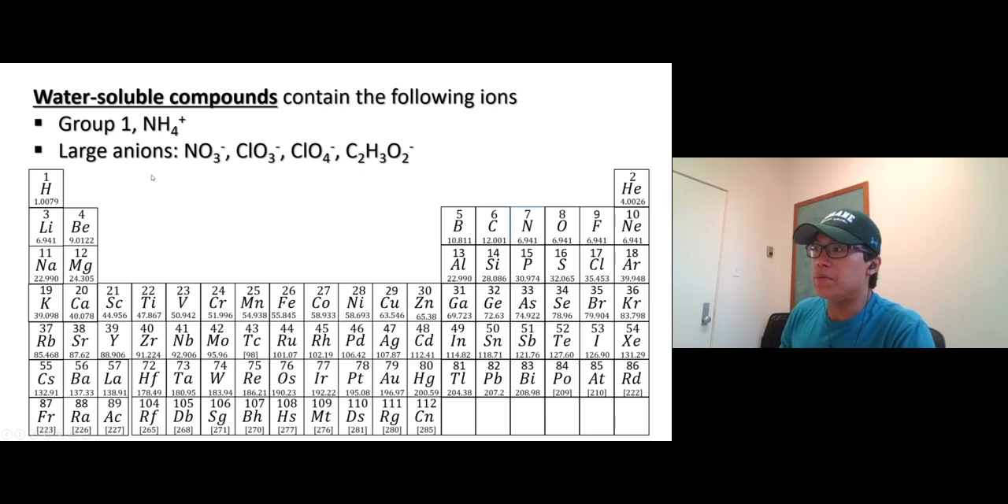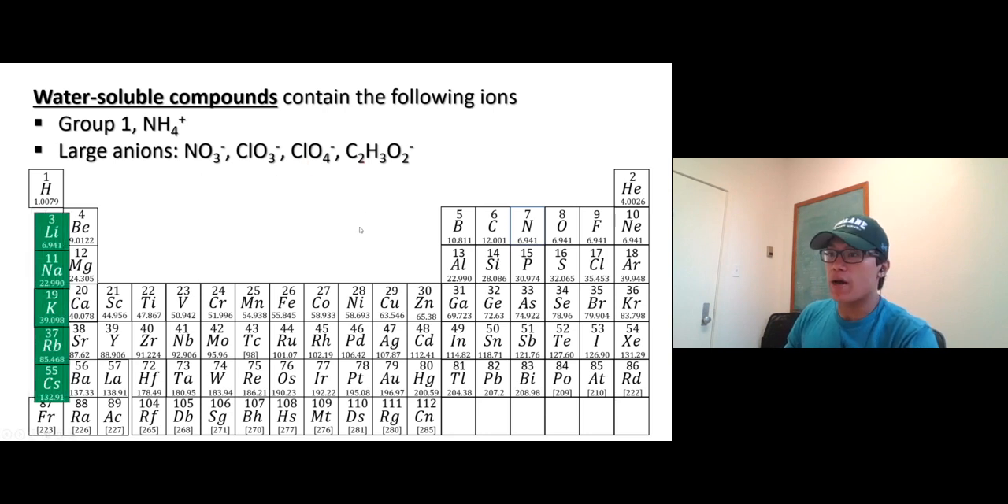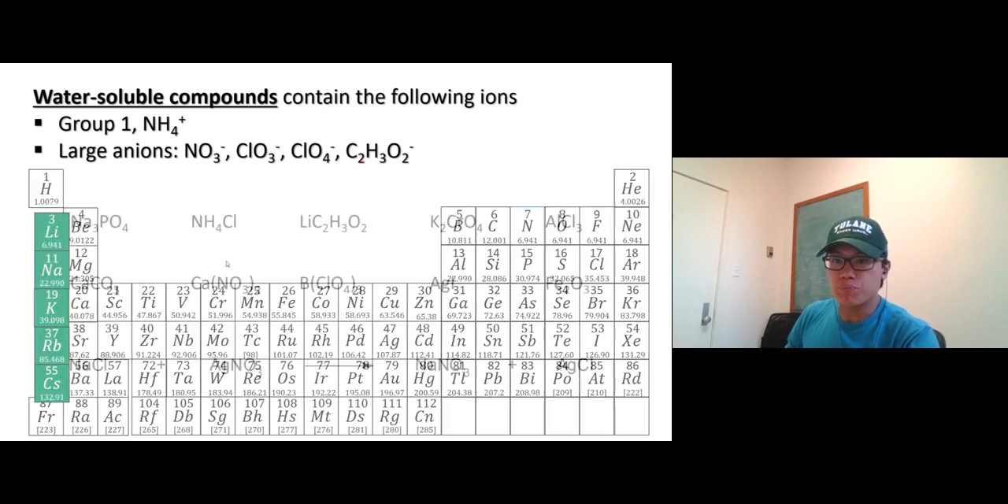And negative 1 ions like nitrate, chlorate, perchlorate, and acetate, I imagine like acetic acid, are soluble in water. So if you see any of these ions in a compound, don't think twice. They are soluble in water. Group 1, lithium, sodium, potassium ion, ammonium ion, nitrate, chlorate, perchlorate, acetate.